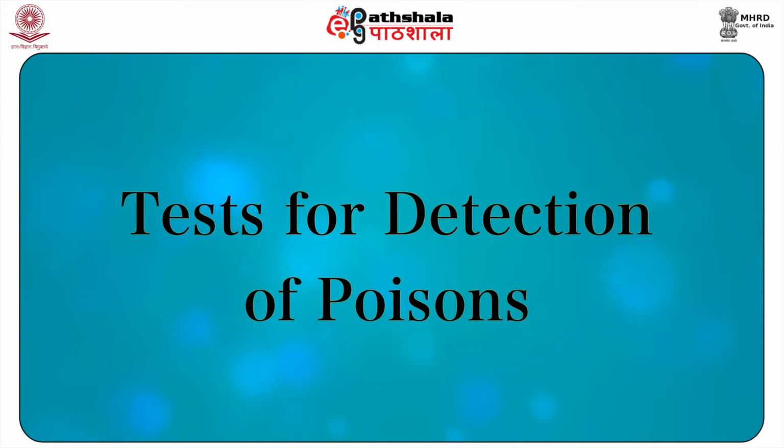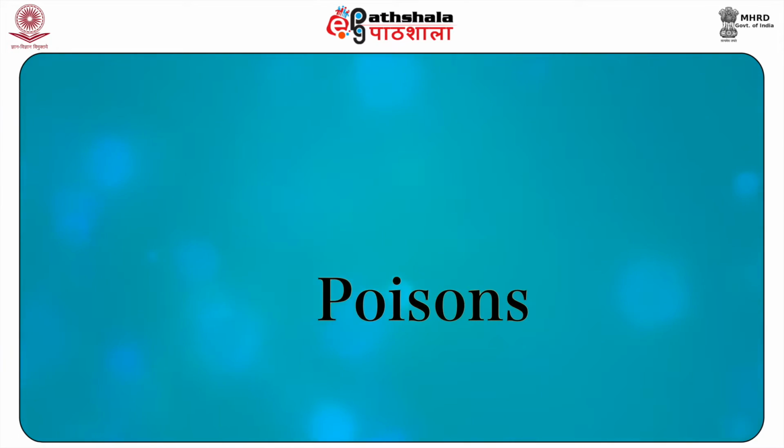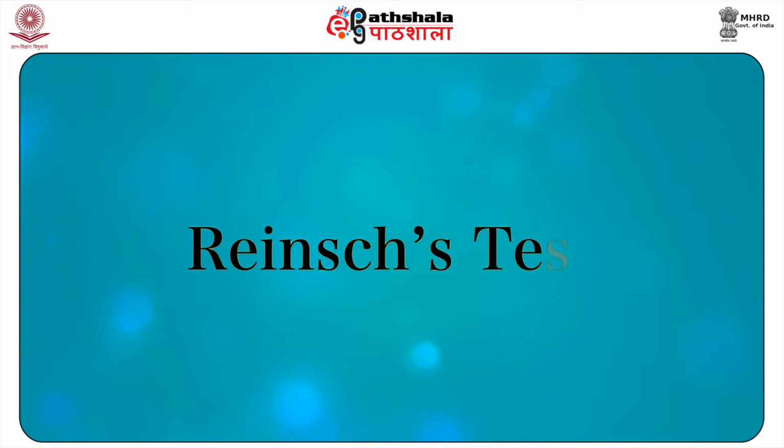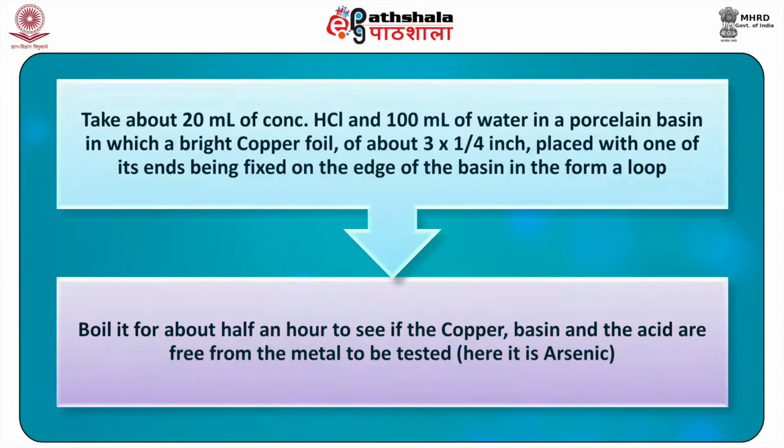Next is tests for the detection of poison. Under this, we will study first the Reinsch test. In this test, about 20 ml of concentrated hydrochloric acid and 100 ml of water are taken in a porcelain basin in which a bright copper foil of around 3 into 1/4 inches is placed with one of its ends fixed on the edge of the basin in the form of a loop.